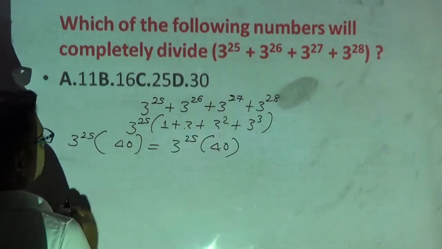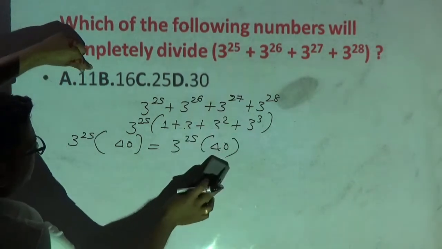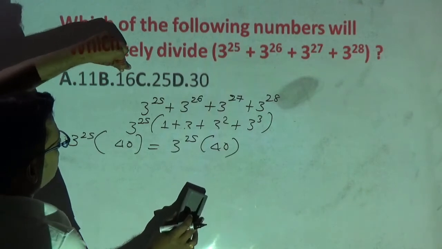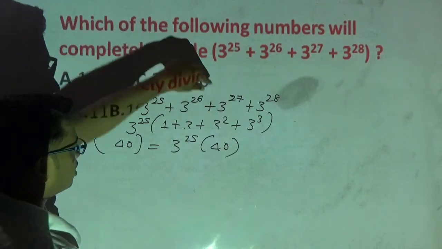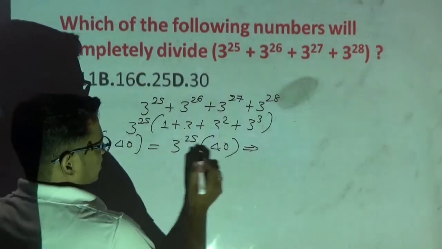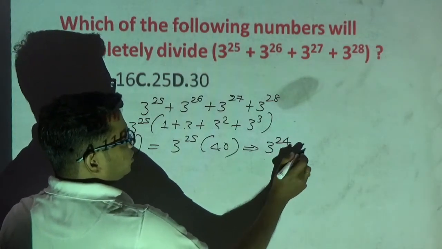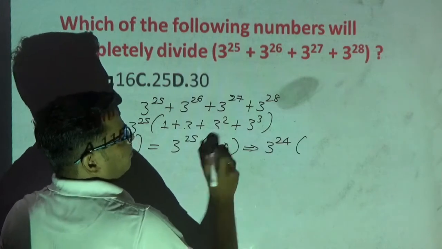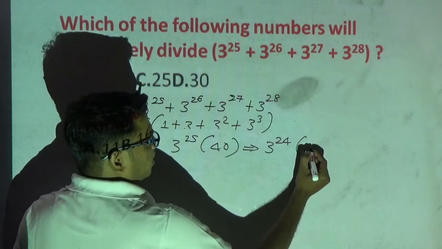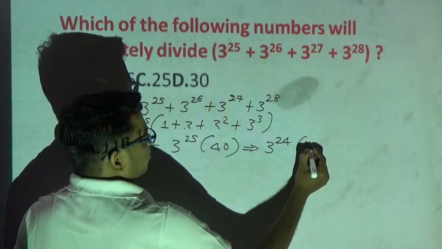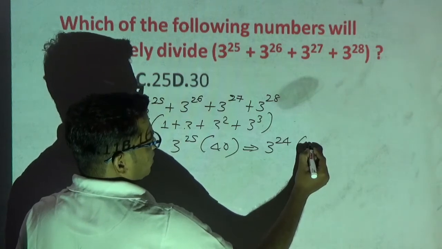Now you see the option. Okay, 11. Whether I can divide by 11? No. 16? No. Okay, 25? No. 30? No. Therefore, I will do next simplification further. See, 3 power 25 can be written as 3 power 24 into 3, right? That into 3 I will put inside. Okay, this will become 40 into 3. That is nothing but what? 120. 40 into 3 is 120.